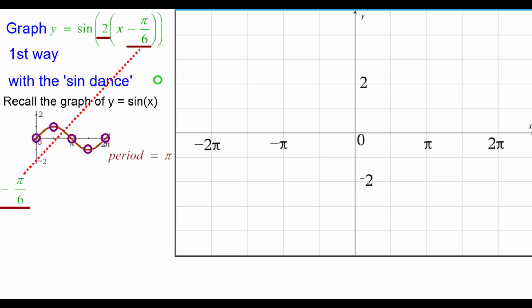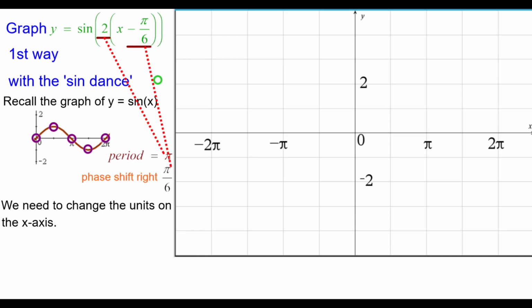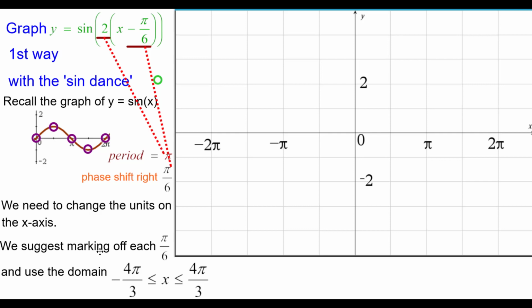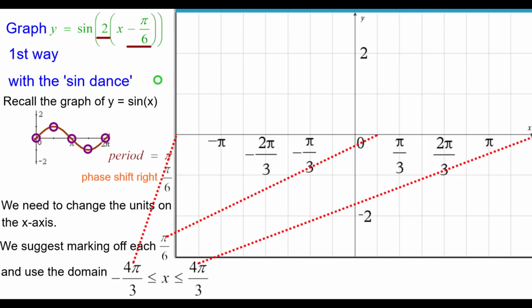The minus pi over 6 shifts each point to the right pi over 6 units. So we have a period of pi, a phase shift right of pi over 6. We need to change the units along the x-axis to accommodate this. So we're suggesting marking off every pi over 6 and use the domain negative 4/3 pi to positive 4/3 pi inclusive. And that's how we did that.